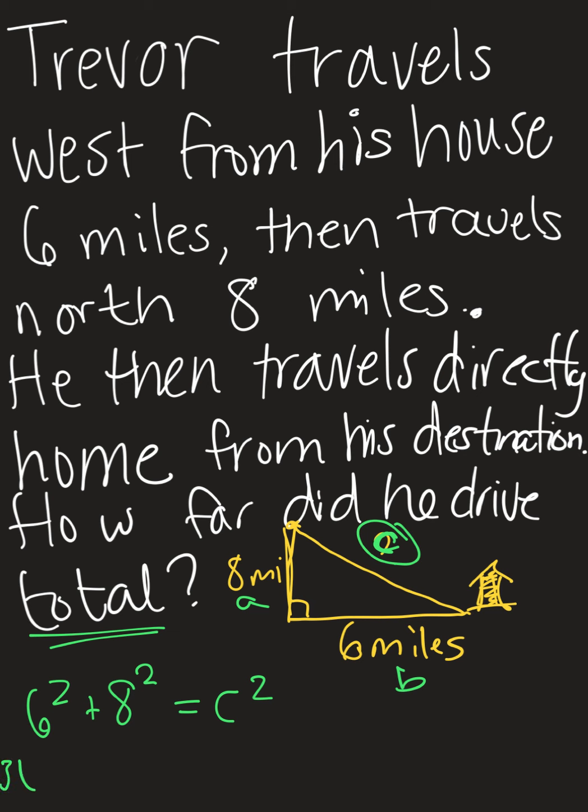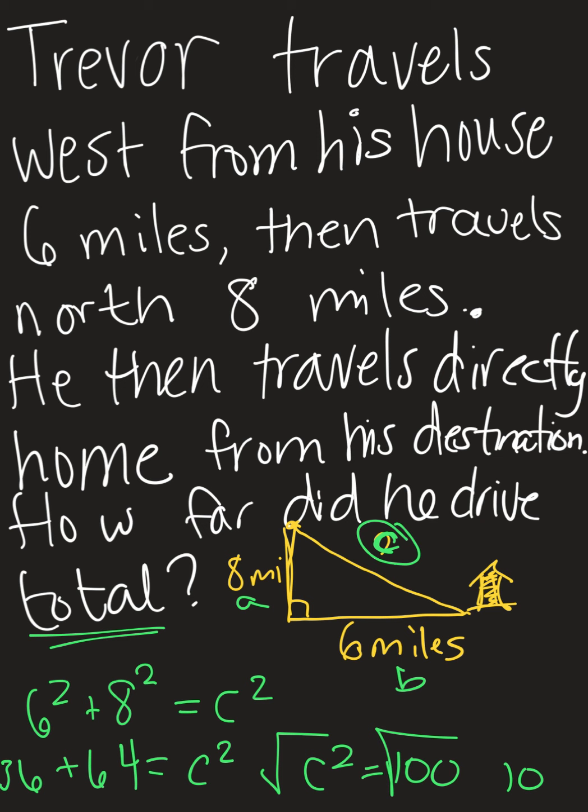So I have 36 plus 64 equals C squared. C squared equals 100, which means that when I square root this, I get 10. So C, he traveled 10 miles directly home. My final step, of course, is to add 8 plus 6 plus 10, which gives me my final answer of 24 miles.